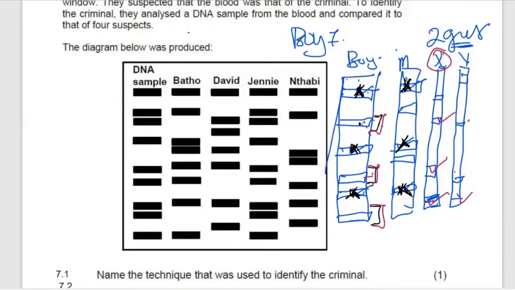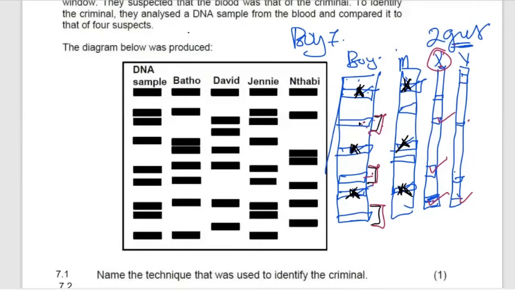Explain your answer. Why are you saying that X is the father? X is the father because the bars of the boy, the remaining bars of the boy which do not correspond with the mother, correspond with this guy X. All the remaining, the word all must be there. All the remaining bars of the boy, after matching them with the mother, correspond with guy X.